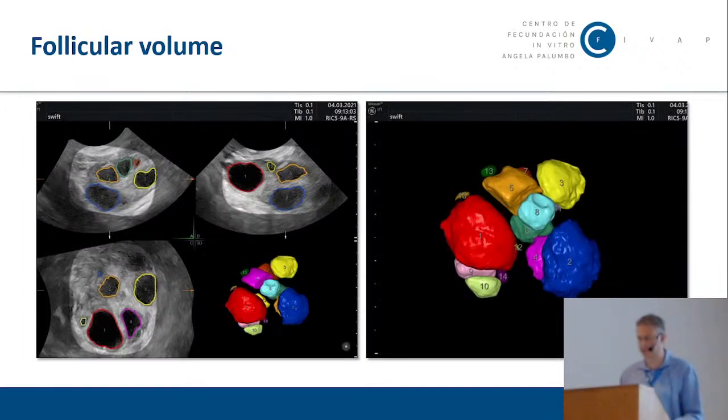As you may have observed when performing a 3D reconstruction of a stimulated ovary, or when performing a 2D ultrasound, follicles are not spherical structures. Therefore, extrapolation to a geometric figure, as we do when measuring diameter, can lead to considerable inaccuracy.